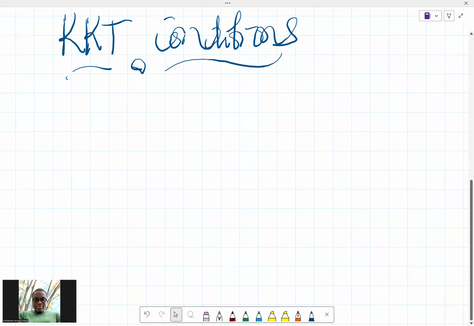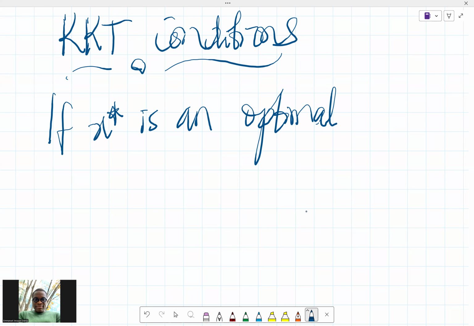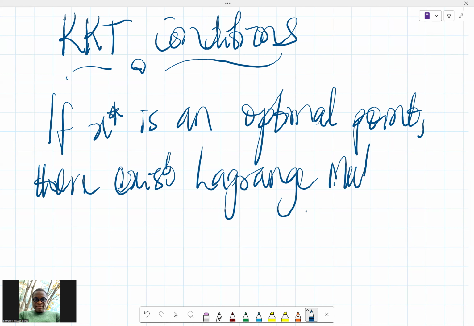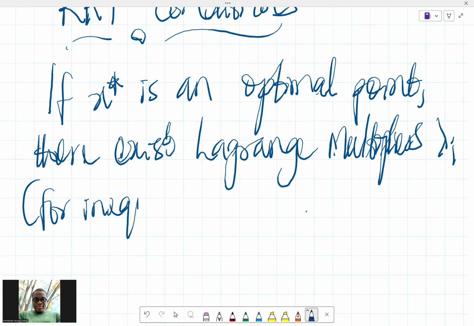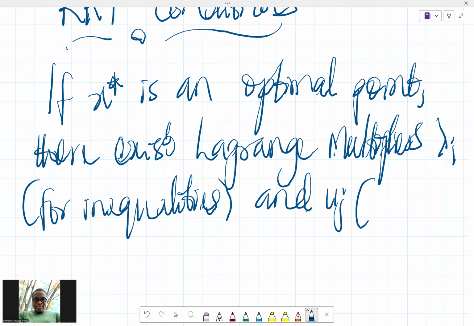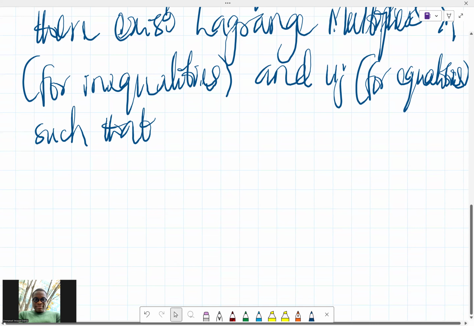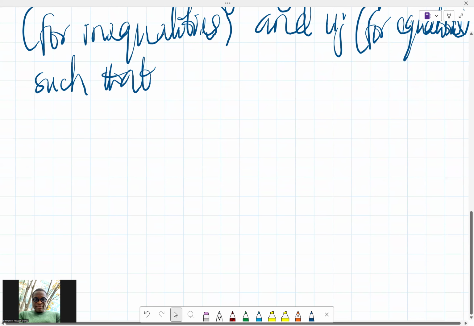So the basic statement is that if X star is an optimal point, there exist Lagrange multipliers, lambda i, which are for inequality constraints, and mu j's for equalities, such that we now have four conditions: stationarity, primal feasibility, dual feasibility, and complementary slackness.